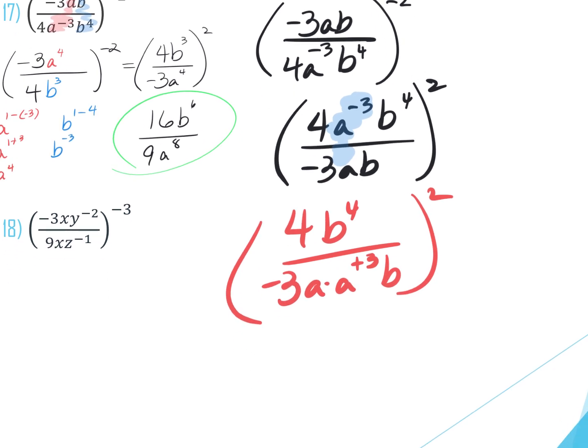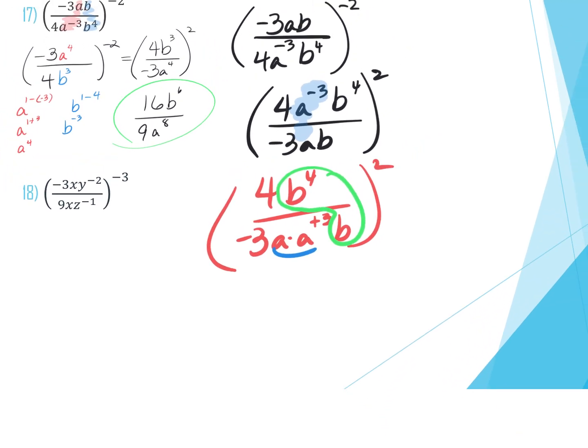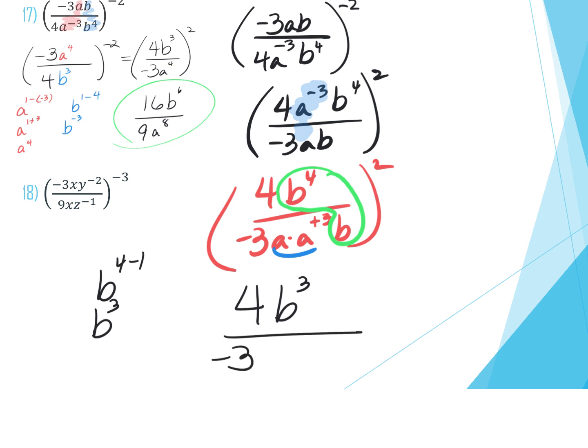Now, these two a's I need to put together. And then I could also subtract these b's. See how this one's going to be a little bit more involved. So here for the b's, b to the fourth minus b to the first gives me b to the third. Then the a's in the bottom become 1 plus 3, so it's a to the fourth.